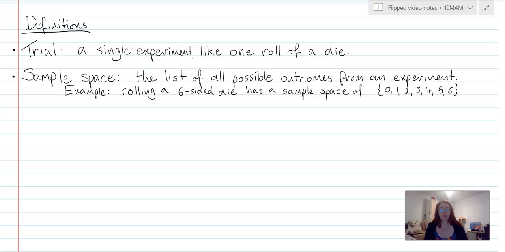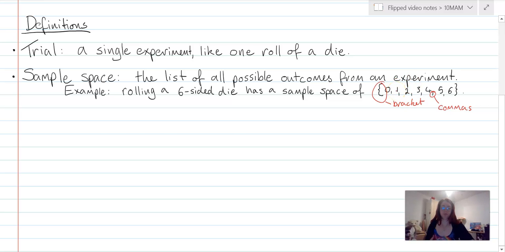As an example, if we're rolling a six-sided die, the sample space is going to be {1, 2, 3, 4, 5, 6}. And you'll see these curly brackets. That is how we denote that that's part of our sample space. That's a very important part of probability notation. Each of these is separated by a comma so that we know it's not 12, it's 1 and 2.